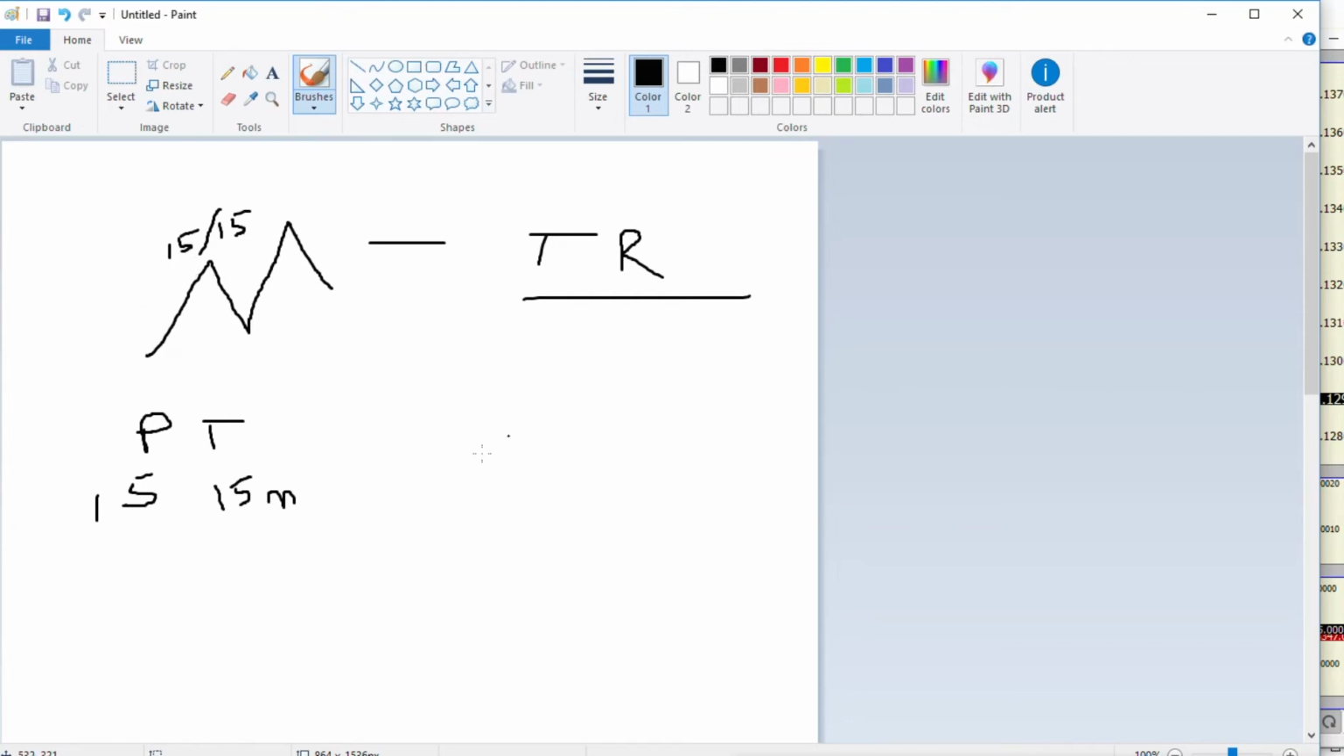The other is to use price and volume. So 15 ticks, 15,000 contracts. You pick whichever style you want to use.